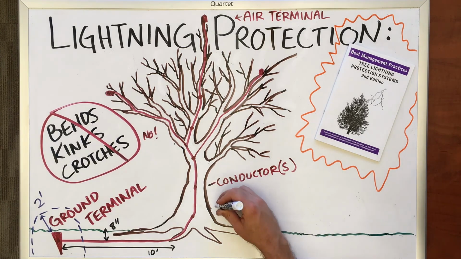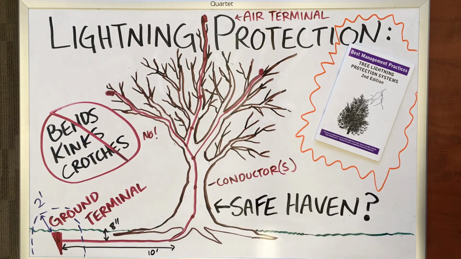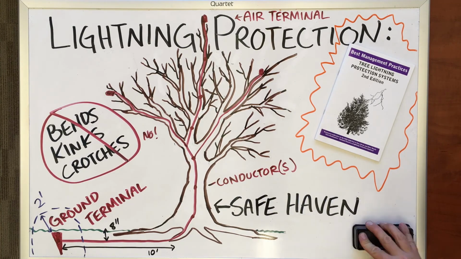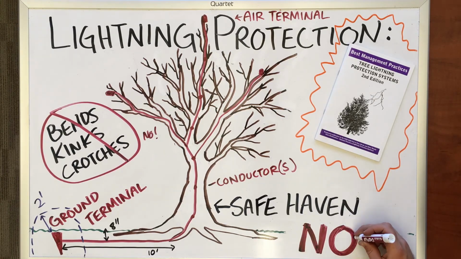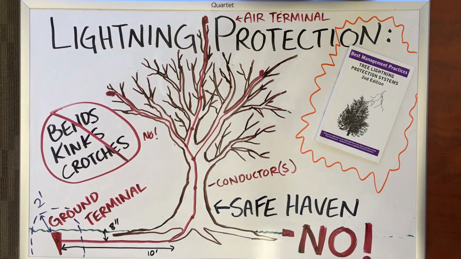Ground terminals must not be installed within 2 feet of a building's foundation or any other underground installation, such as utilities. Even though lightning protection systems are very effective in preventing tree damage, these systems are not intended to directly protect people from lightning strikes, side flash, and step voltage. Protected trees cannot be considered safe havens from lightning strikes during storms.